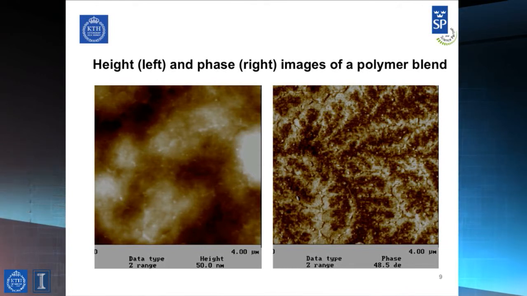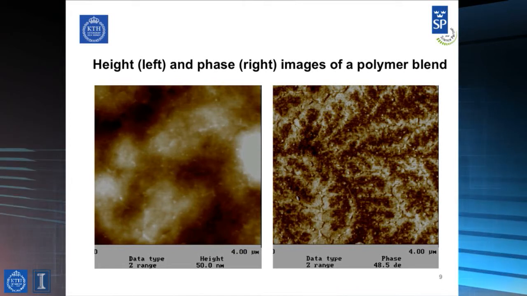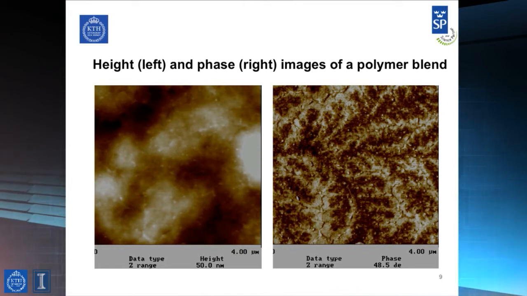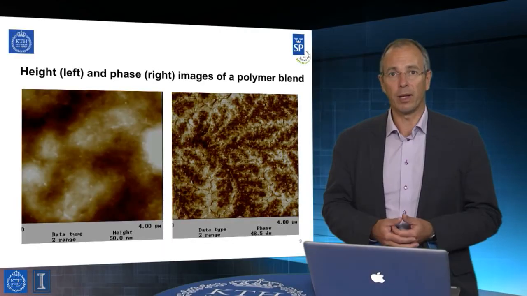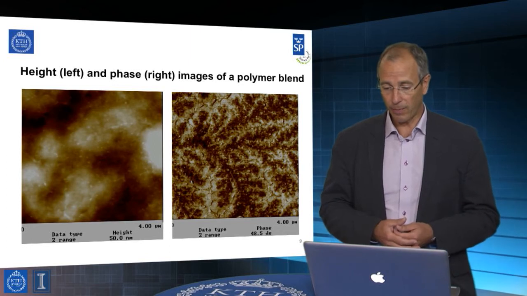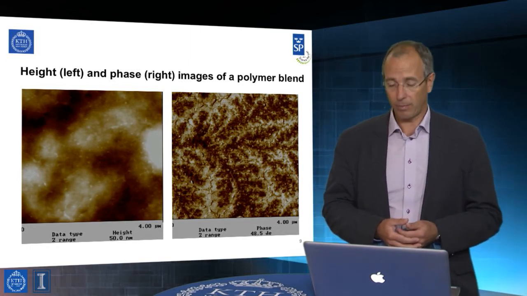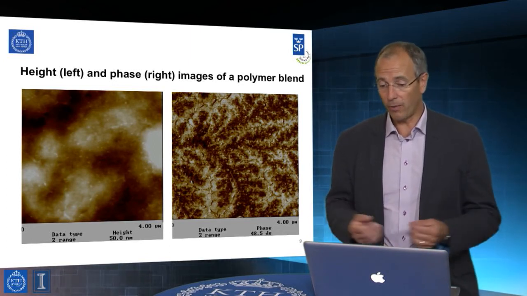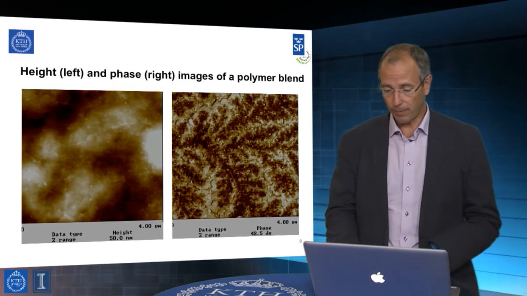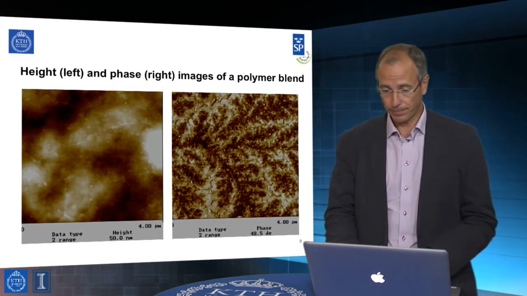But once you go to the phase image, where you have a contrast between the material properties, you can see this beautiful dendritic structure. And we can actually learn a lot about the way polymers crystallize and so on by looking at the surface in this fashion. And often the images that you generate are actually extraordinarily beautiful.